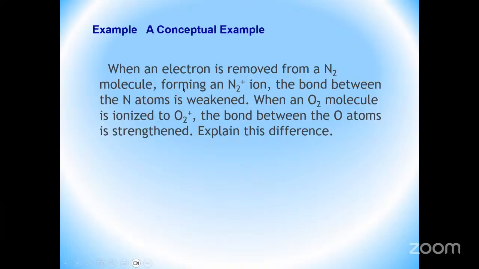Okay, so let's look at this question. It says, when an electron is removed from a nitrogen molecule forming the N2 plus ion, the bond between the N atoms is weakened. And then it says, when an oxygen molecule is ionized to form O2 plus, the bond between the oxygen atoms is strengthened, right? So the question is asking for you to explain this difference. All right, so it basically comes down to the bond order in each case.